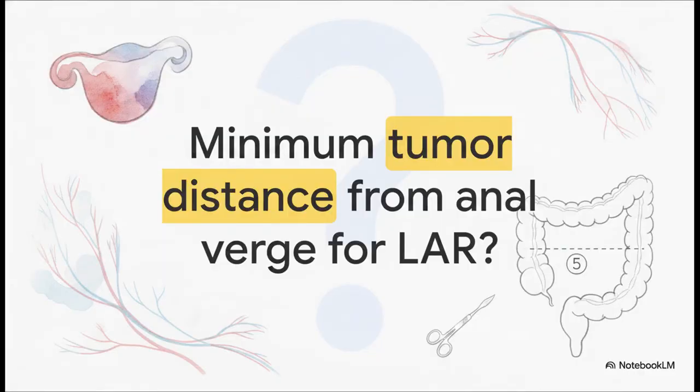Switching gears to oncology. An anterior resection is a curative option for rectal adenocarcinoma situated at what minimum distance from the anal verge? Options are A, junction line, B, 2 centimeters, C, 3 centimeters, D, 5 centimeters, or E, subcutaneous. The answer is D, 5 centimeters.